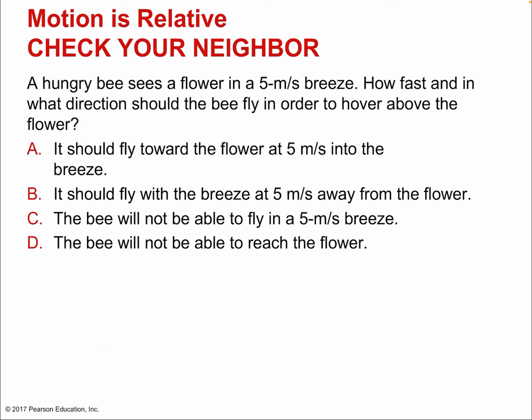So, from planets to bees here, a hungry bee sees a flower in a 5 meter per second breeze. Notice this unit, by the way. This is our most common unit of velocity, meter per second.